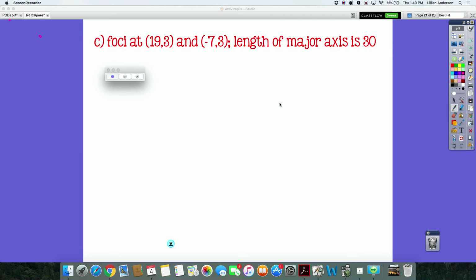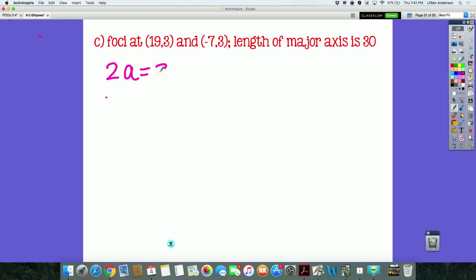So for this question, we're doing the same thing. We're trying to determine the equation of an ellipse, but this time we have the foci and we know the length of the major axis. Now remember, the length of the major axis is always equal to 2a, so we'll start out by setting 2a equal to 30. Then we'll need to solve for a, so we'll divide by 2. A will be 15, and then we will square a to get 225.